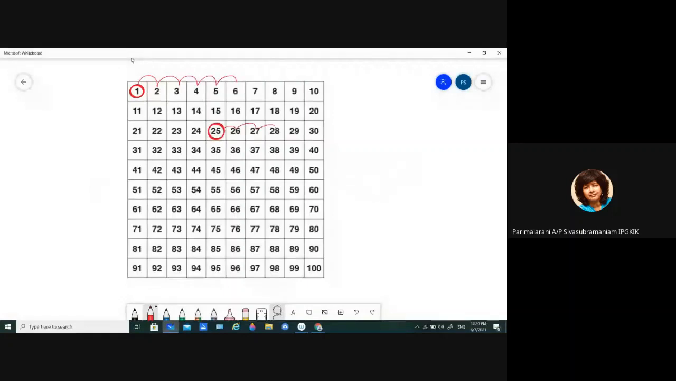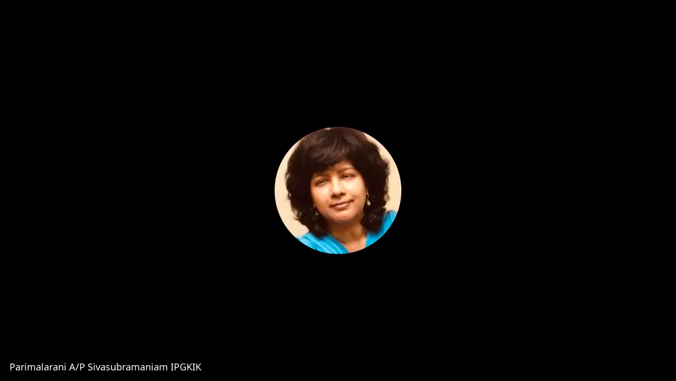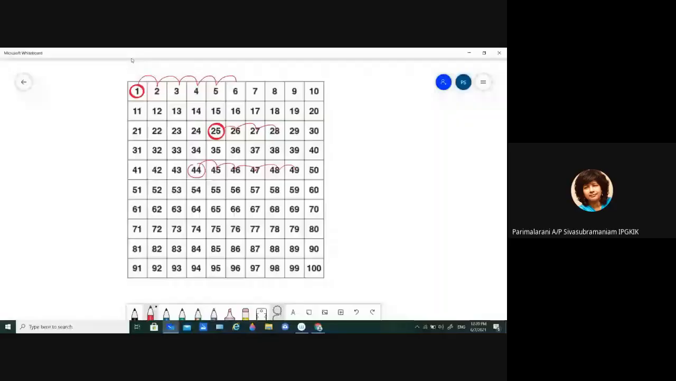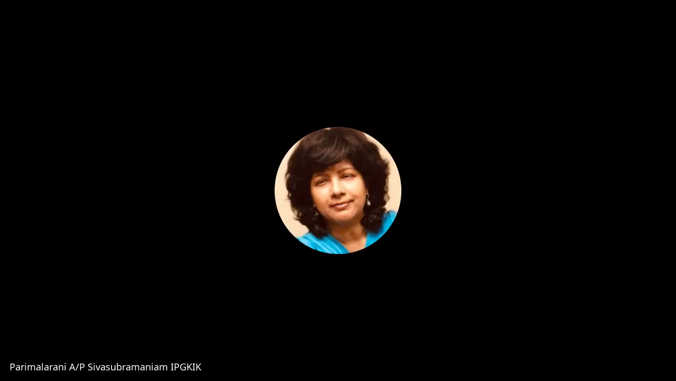Okay, count on 5 from 44. That means 44, 45... 1, 2, 3, 4, 5. So 45, 46, 47, 48, 49. So when we want to teach 44 plus 5, we use the count on strategy. Start from 44, you count on 5: 1, 2, 3. Okay, so you get 49.